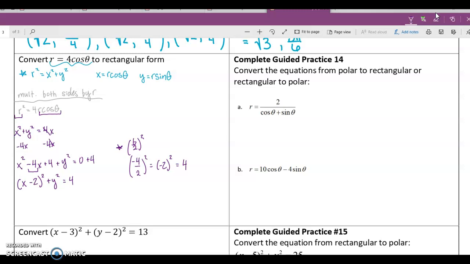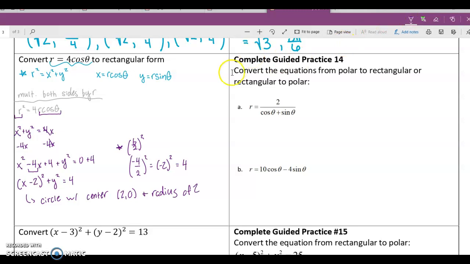So this is the equation of a circle with center (2, 0) and radius square root of 4, which is equal to 2.